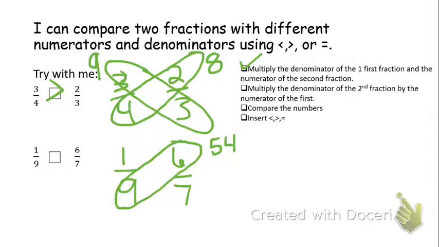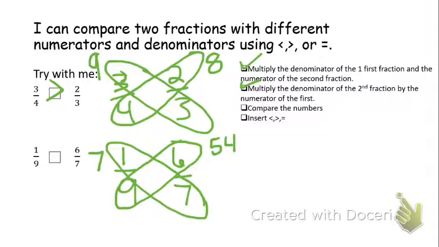Okay, or sorry, 54. I wrote it, but I said it wrong. And then I'm going to multiply the other numerator and denominator. 1 times 7. 1 times 7 is 7. So now I'm going to compare these two numbers.